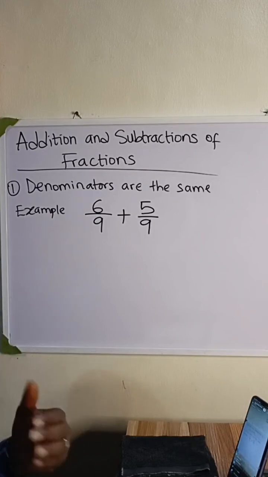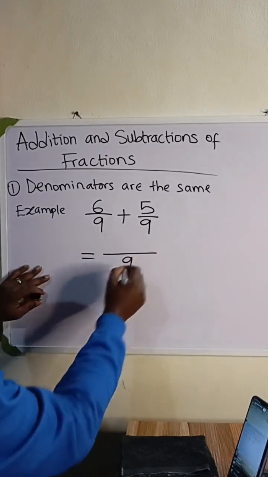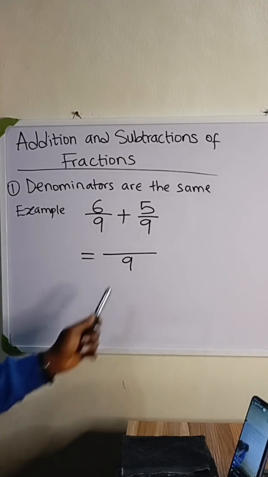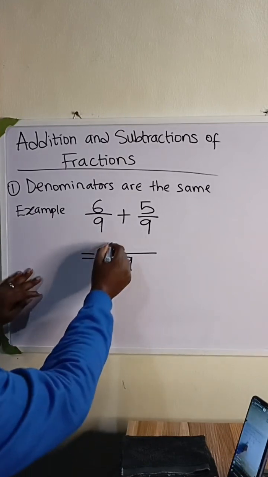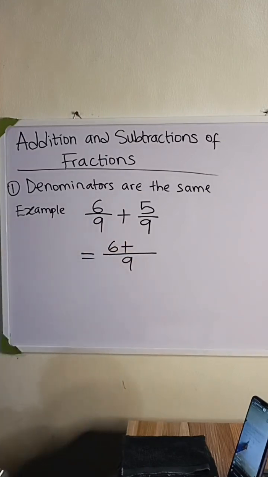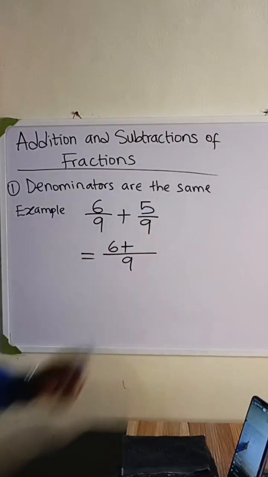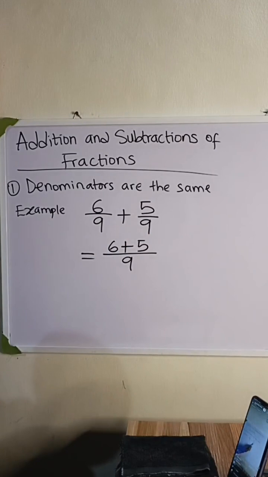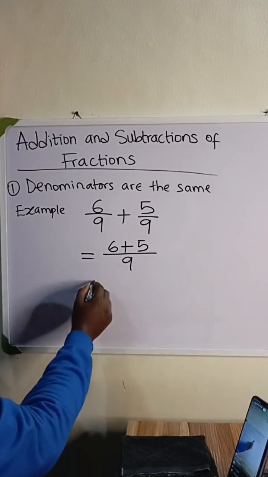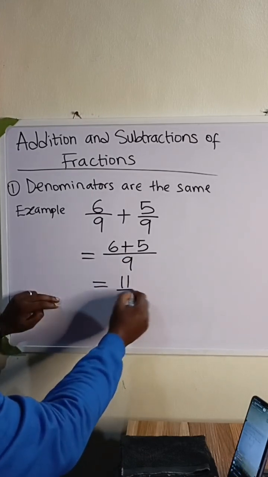In this case, we can still see that the denominators are the same. So it is very simple. We bring out the common denominator of 9, and then we do 9 divided by 9, 1. 1 multiplied by 6 is 6. Plus 9 divided by 9, 1. 1 multiplied by 5 is 5. So what do we have next? 6 plus 5 is going to give us 11. So we have 11 all over 9.